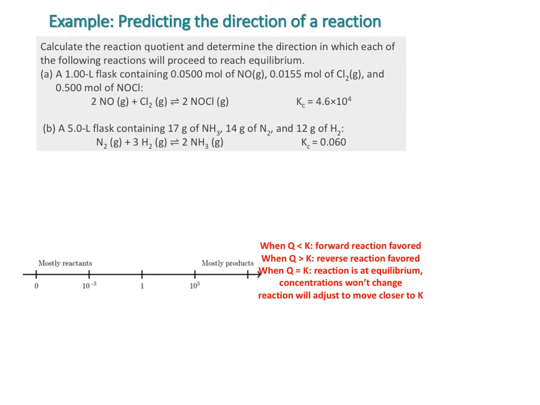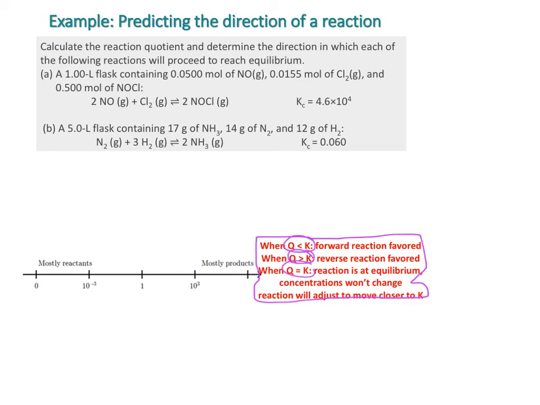So here in this example, we will be predicting the direction of a reaction. So overall, our goal is to compare Q to K. So we want to be able to get both of these values so that we can compare the two and determine, is it bigger than K? Is it smaller than K? Is it equal to K? So we need to determine those things.